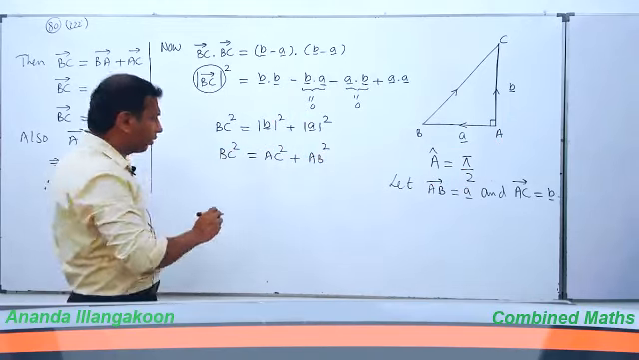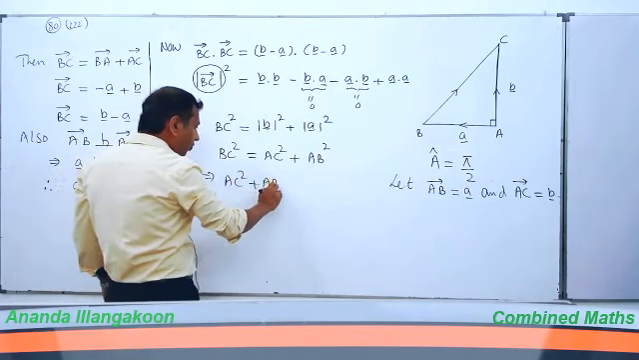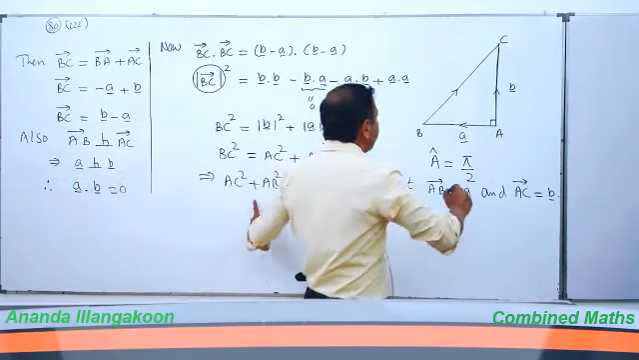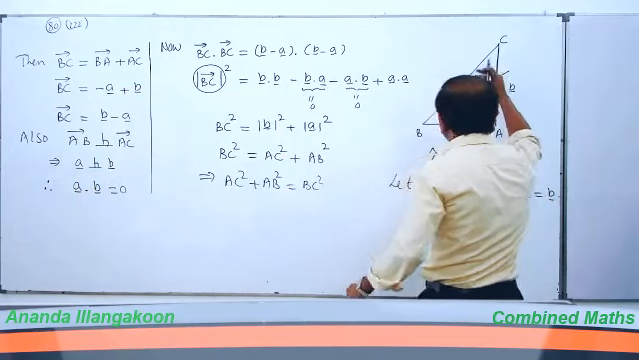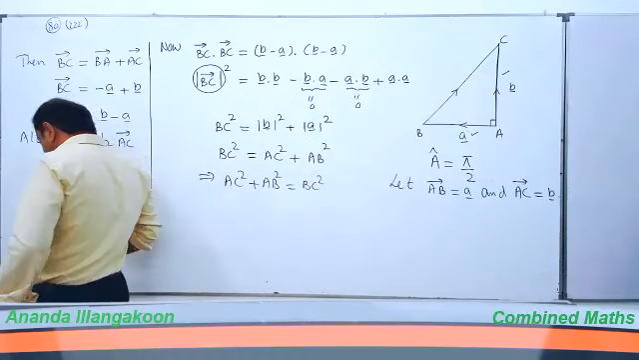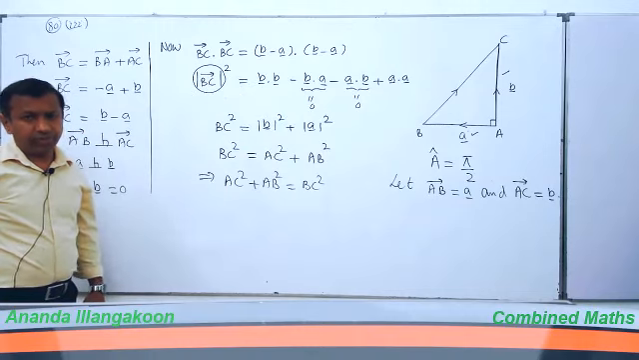Correct, no? This implies what? AC square plus AB square is equal to BC square. AC square means square of this, plus AB square means square of this, that is equal to BC square. What is this? It is the Pythagoras theorem, no? Right? That's how we prove that part.